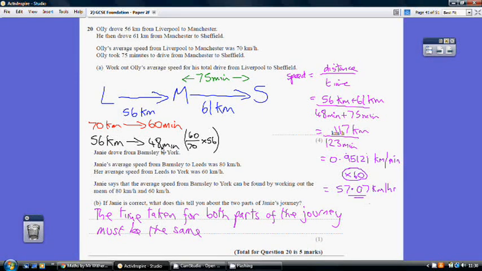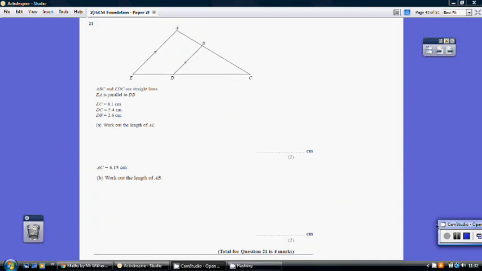So I need to apportion this for it to be just 56 kilometres. So I take my 60, I divide by 70, multiply by 56. So this part of the journey takes me 48 minutes. So speed is distance over time. So the average speed for the whole journey from Liverpool to Sheffield will be the whole distance divided by the whole time. Now the whole distance, of course, was 56 plus 61 kilometres.